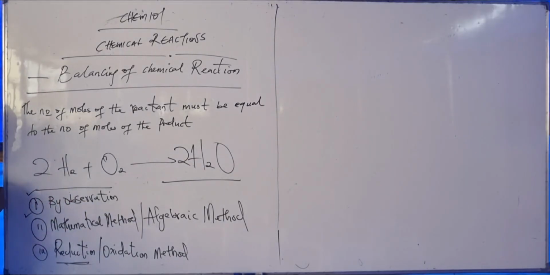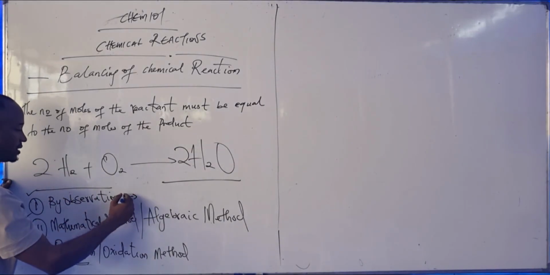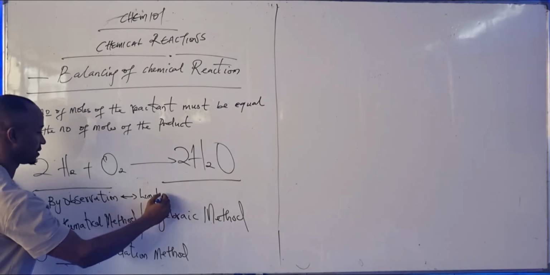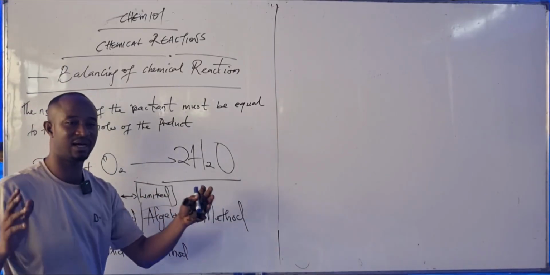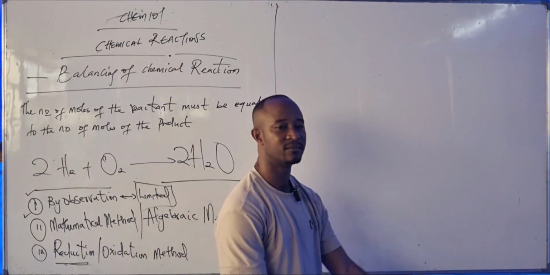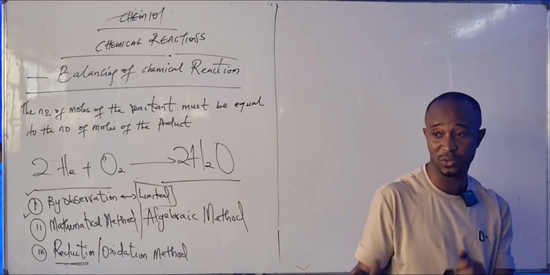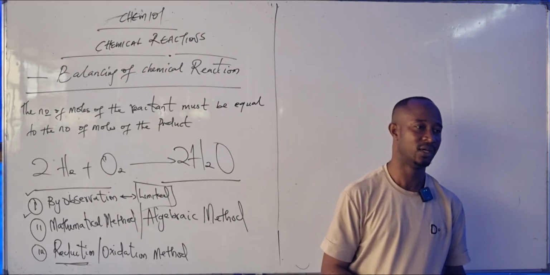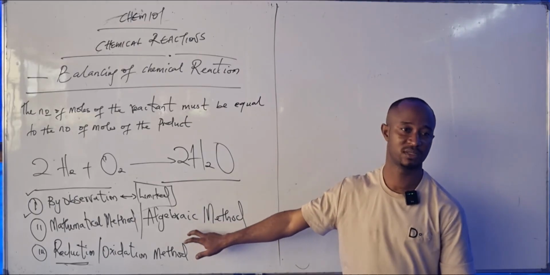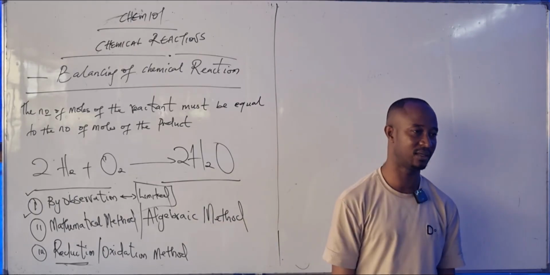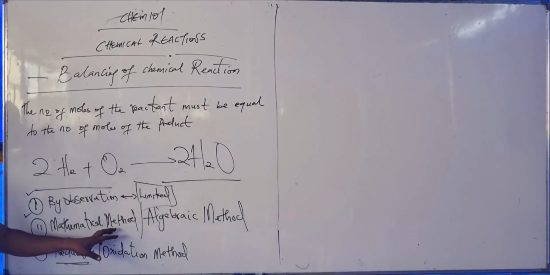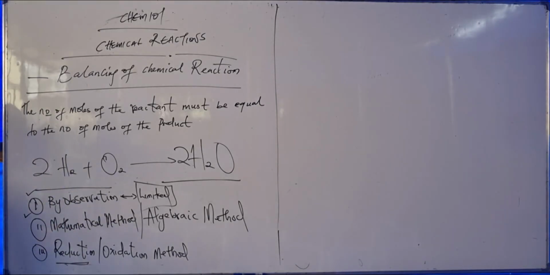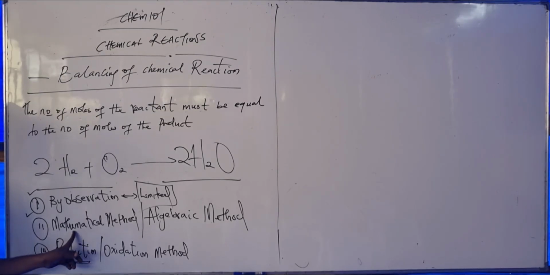But most of the time, observation is limited. There are some complex chemical reactions that we cannot balance by observation. No matter how good you are in chemistry, you have to apply the mathematical method. Are you getting it now? So I'll be teaching us basically the mathematical method of balancing the chemical equation. Are we ready? Okay.